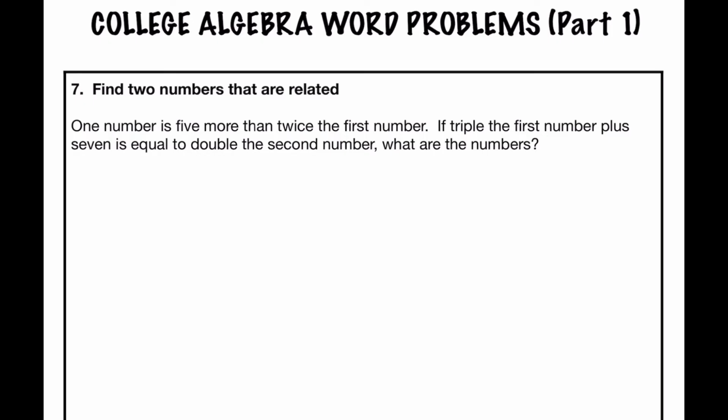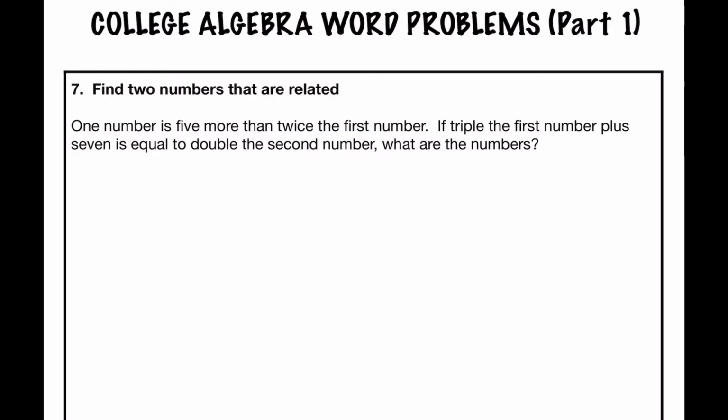Problem number 7 also asks you to find two numbers that are related. It says one number is 5 more than twice the first number. If triple the first number plus 7 is equal to double the second number, what are the numbers? So again, we're going to use translation twice. First, to write an expression for the variables or unknowns we're looking for, and secondly, to write the equation so that we can solve it.